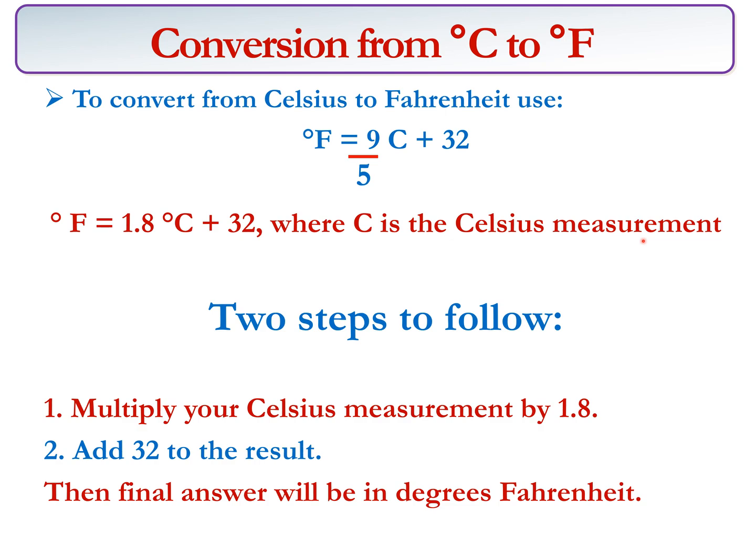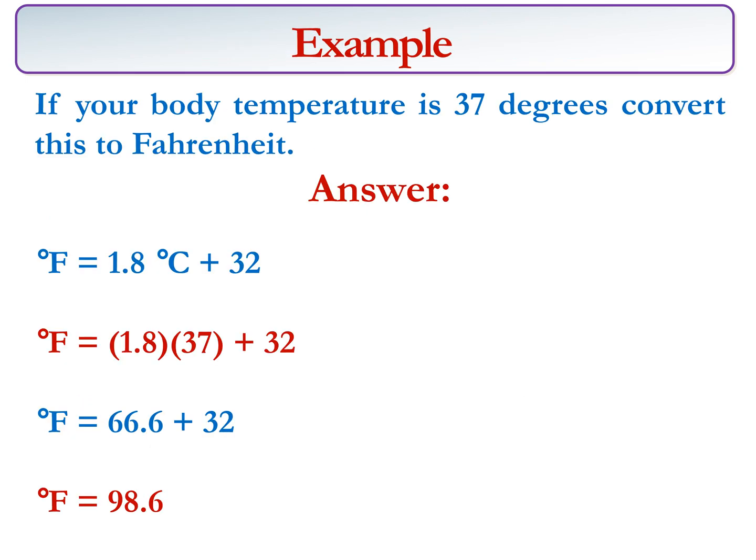So for you to do any conversion from degrees C to degrees F, you need to follow 2 steps. First, you multiply your Celsius measurement by 1.8, and then you add 32 to it, and then the final answer will be in Fahrenheit. Let's have a look at this example. If your body temperature is 37 degrees, convert this to Fahrenheit.